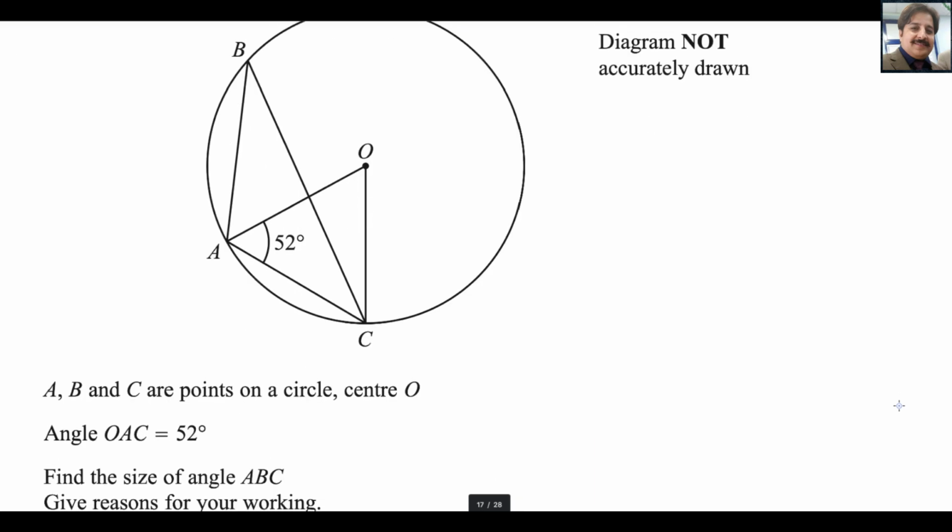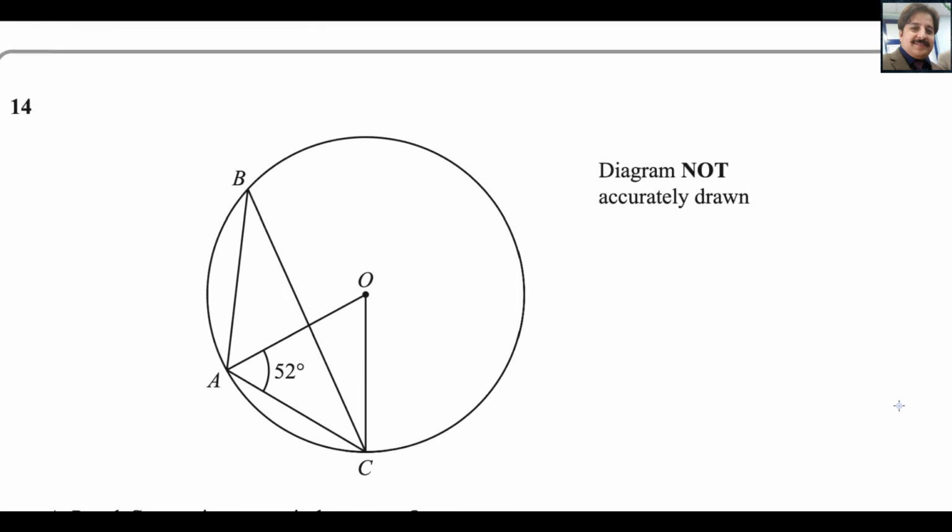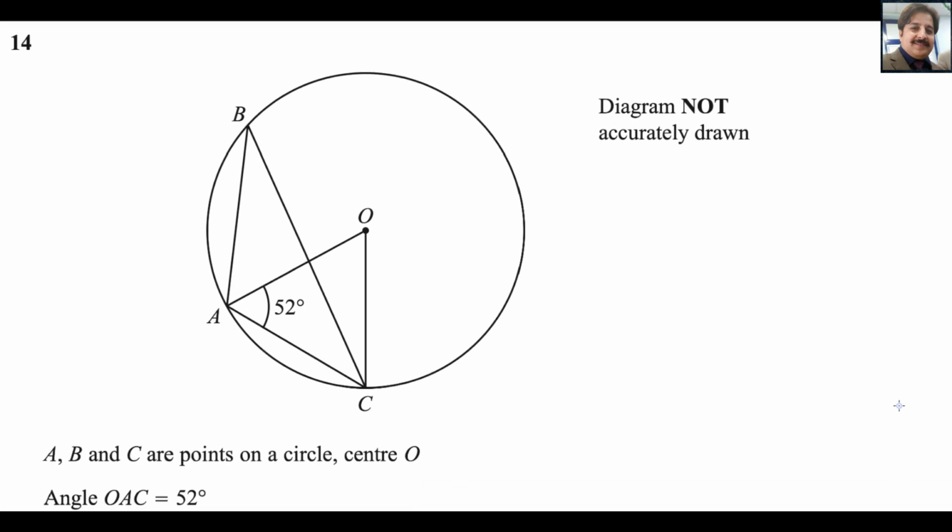Question number 14. If you remember the rule, the central angle and the angle at the circumference, let me tell you the rule. If there is a circle here and one central angle is here, and this is called the inscribed angle, the angle at the circumference, this angle and this angle. If this angle is x, this angle is 2x always. So the central angle is twice the angle that is subtended on the circumference. That's it.